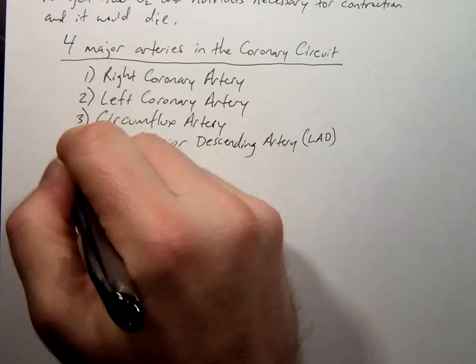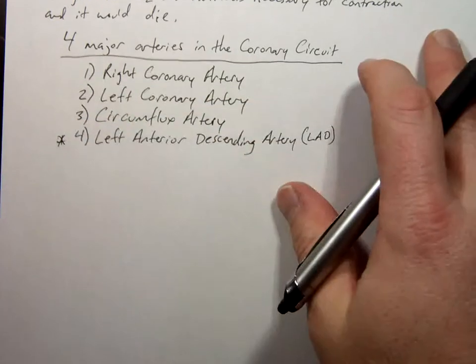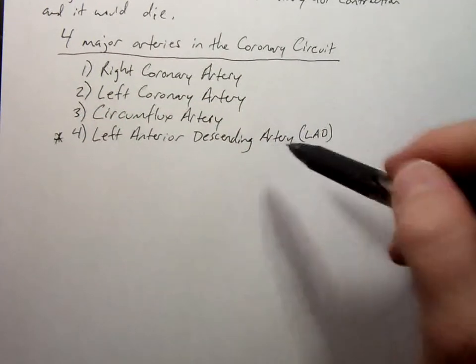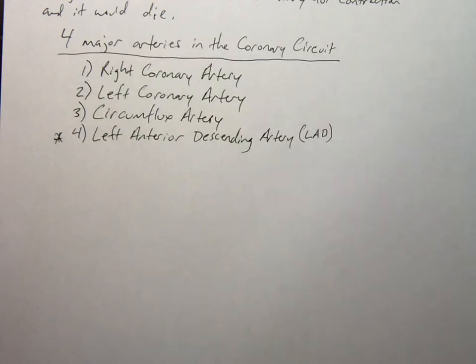And this LAD is super important because this is the one that if it has a proximal obstruction is deadly. Not that heart attacks in general aren't bad, they are, but this one in particular is bad. Let's write that down and then I'll show you where these are located.